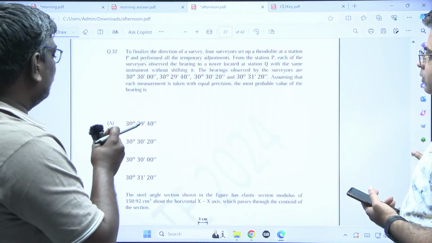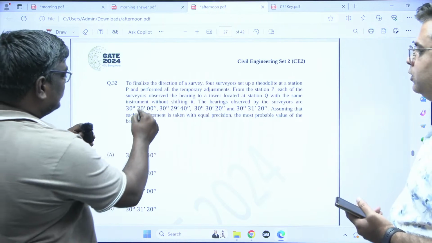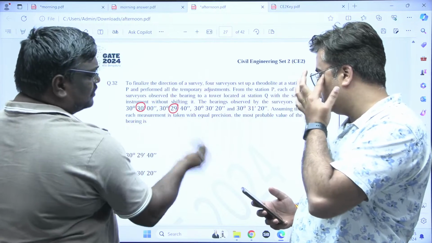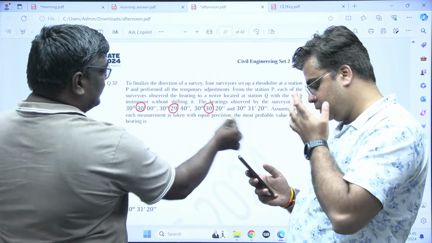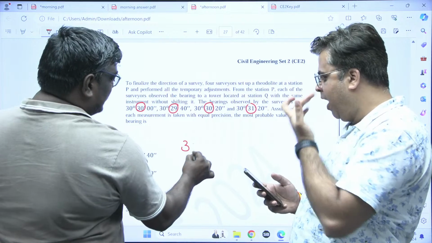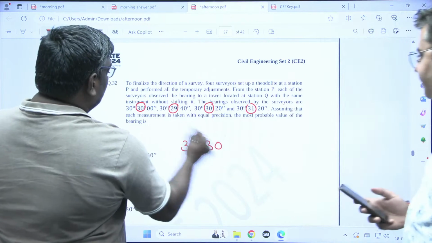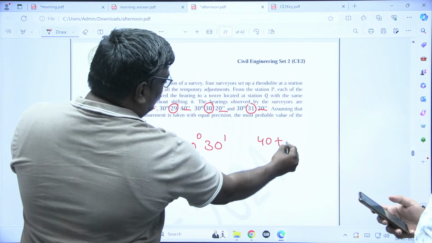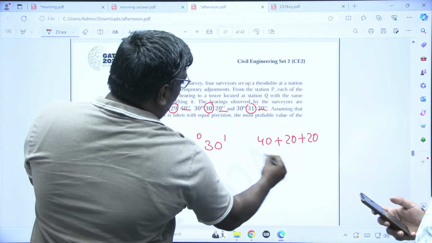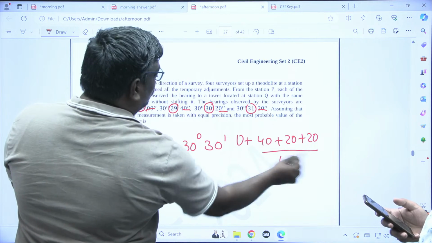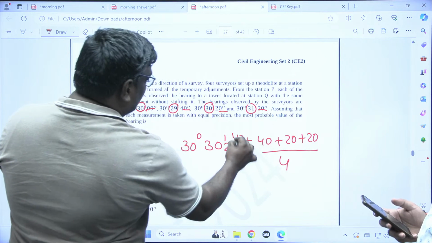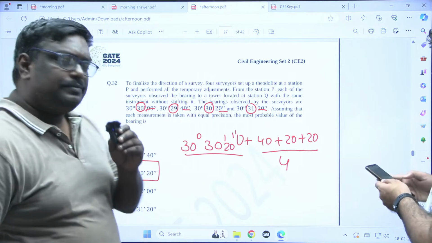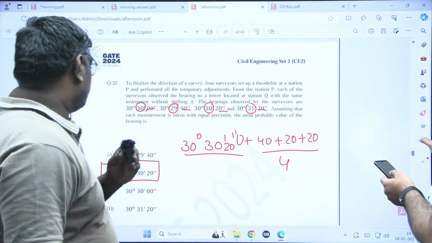Then you have question 32. See students, this is a very simple question. Here 30 minutes is there, here 29 minutes, so you have to take the average of this. Number of observations, 30, 31. So you'll get the answer 30 degrees, 30 minutes. For seconds, 40, 20, 20. No need to do all those things. 40 plus 20 divided by 4, because it is 0, so you'll get 80 by 2, 20 seconds. So 30 degrees, 30 minutes, 20 seconds. Option B is the right answer. Then you have question number 33.